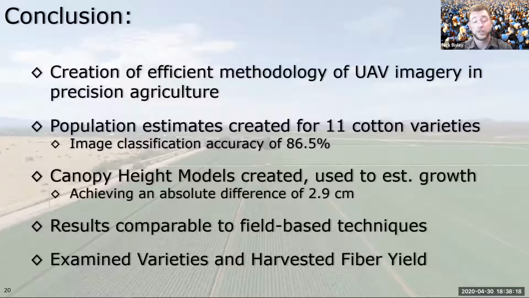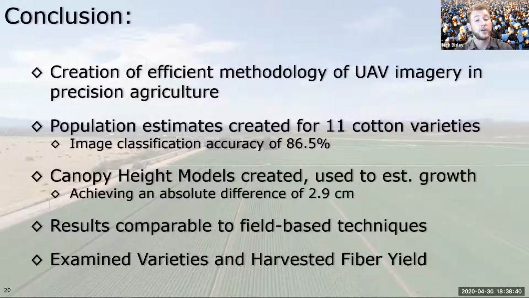Population estimates were created for 11 cotton varieties. I had to pull 2 of them out. There were some areas of the field that we looked at where the rows were really hard to discern, and so I had taken those out. Again, some lessons were learned. Things could definitely be improved going forward. But the classification accuracy there was 86.5%.